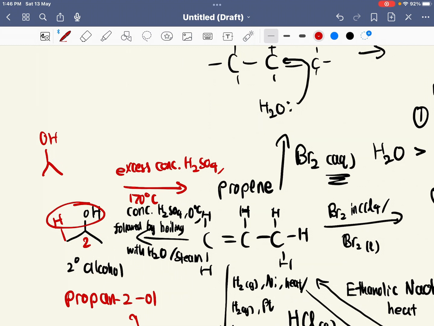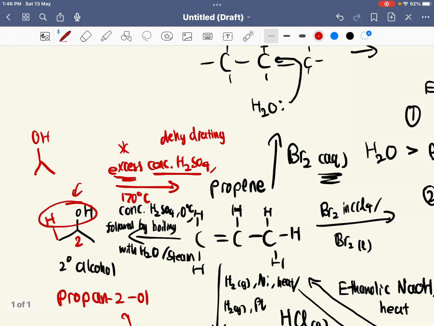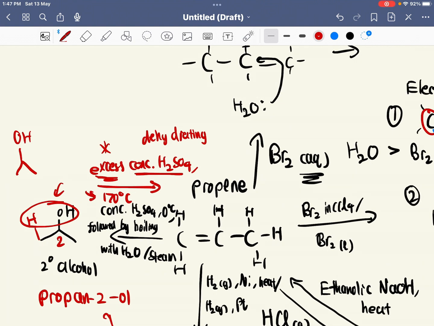It's because concentrated sulfuric acid, in this case, acts as a dehydrating agent. Because we want to remove a water molecule, it's so-called dehydrating. You know, when you lose water, you're dehydrated. So in this sense, it's called a dehydrating agent. Just note that the excess concentrated sulfuric acid must be there, and the temperature must be specified as 170 degrees Celsius, and not anything else. So please take note.